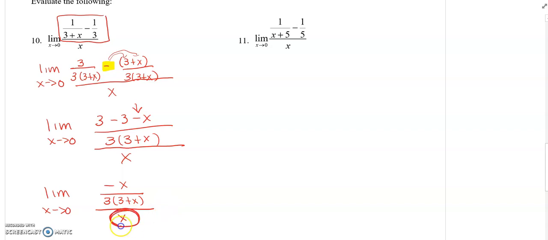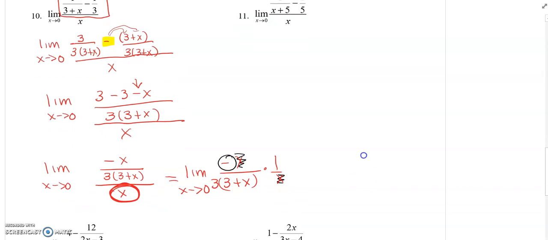What's the reciprocal of x? I'm circling it there. I need the reciprocal of x. The reciprocal of x is 1 over x. So I think about this way. I am now just good to go. Don't lose that guy. And I can plug 0 in, and I get negative 1/9.